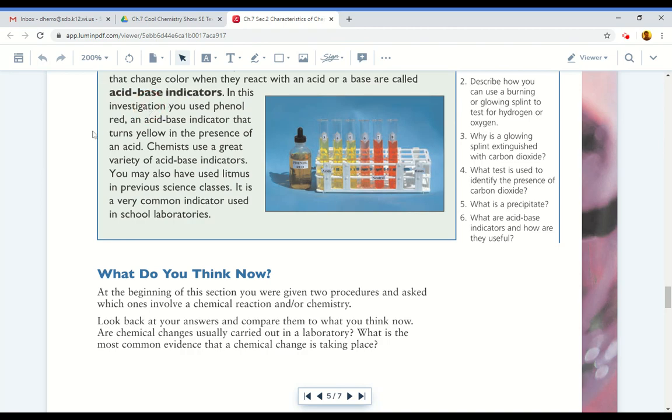In this investigation, you used phenol red, an acid-base indicator that turns yellow in the presence of an acid. Chemists use a great variety of acid-base indicators. You may also have used litmus in previous science classes. It is a very common indicator used in school laboratories.